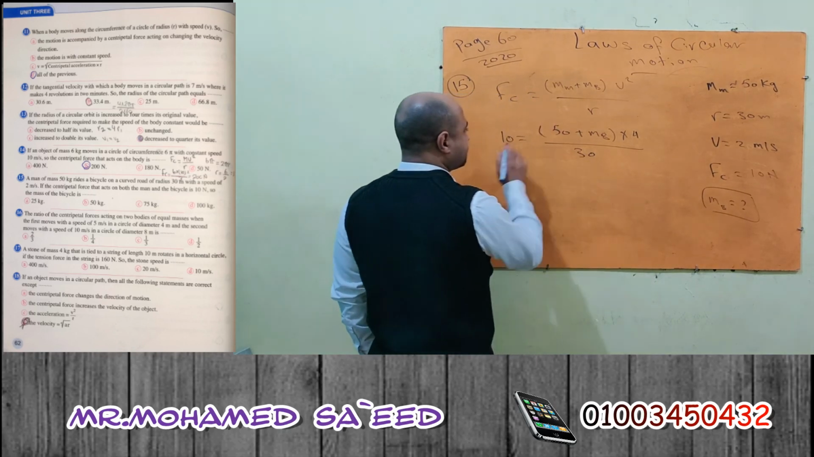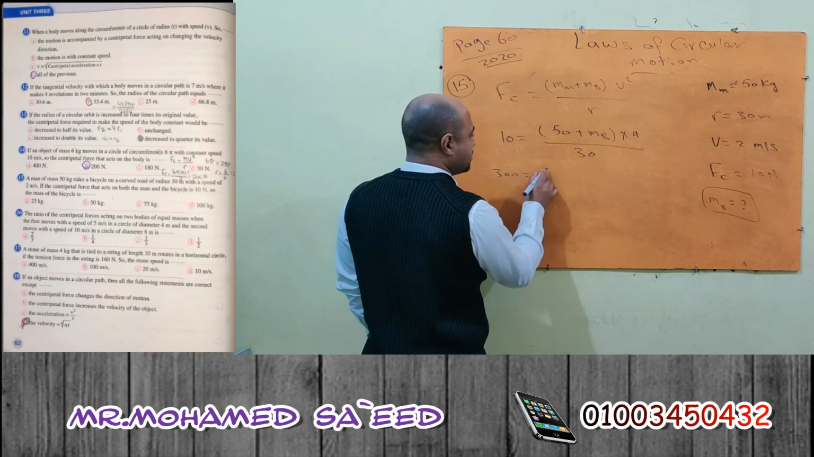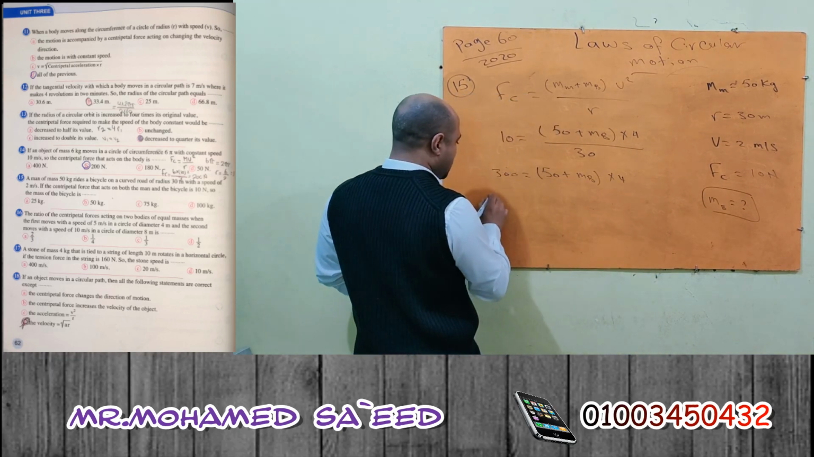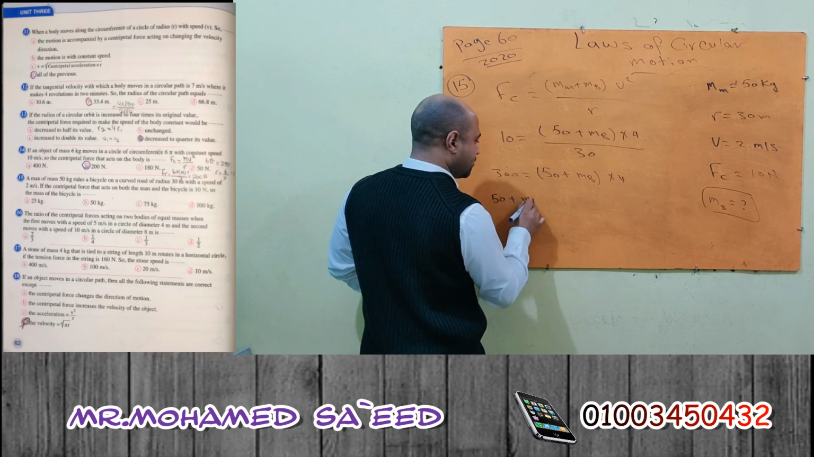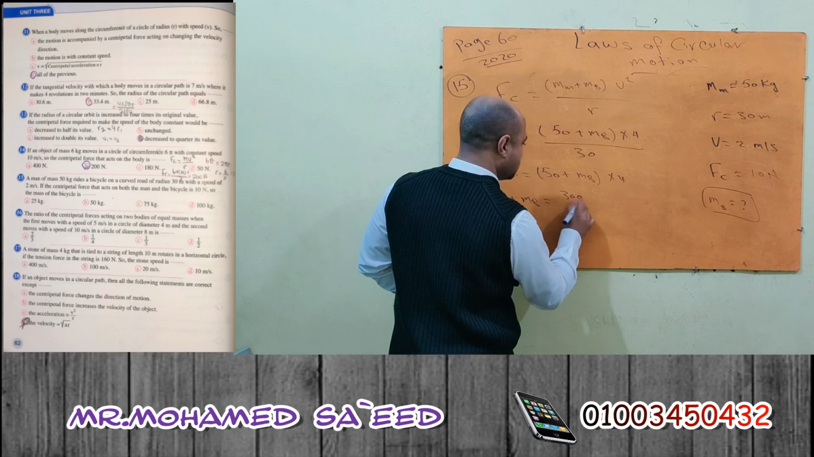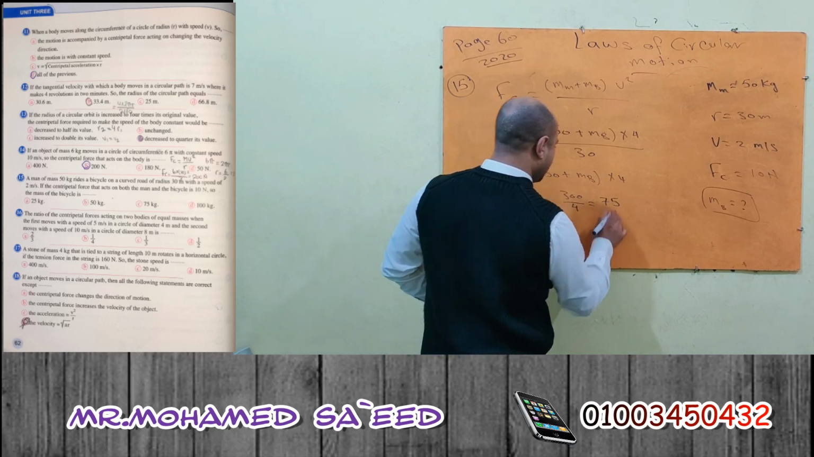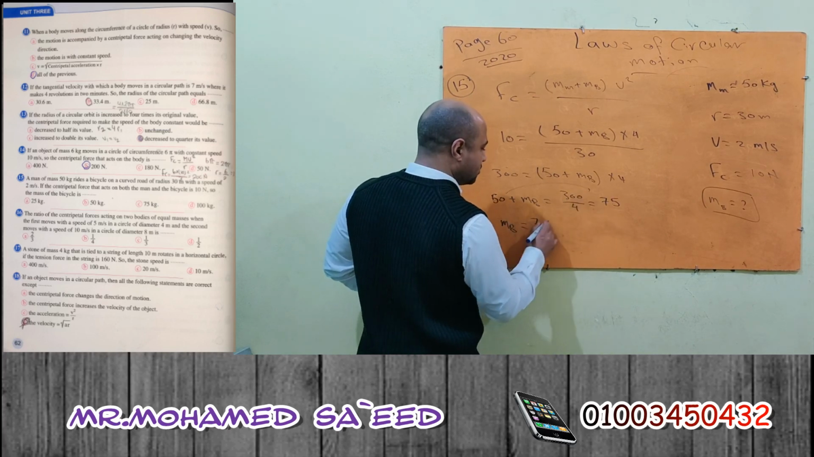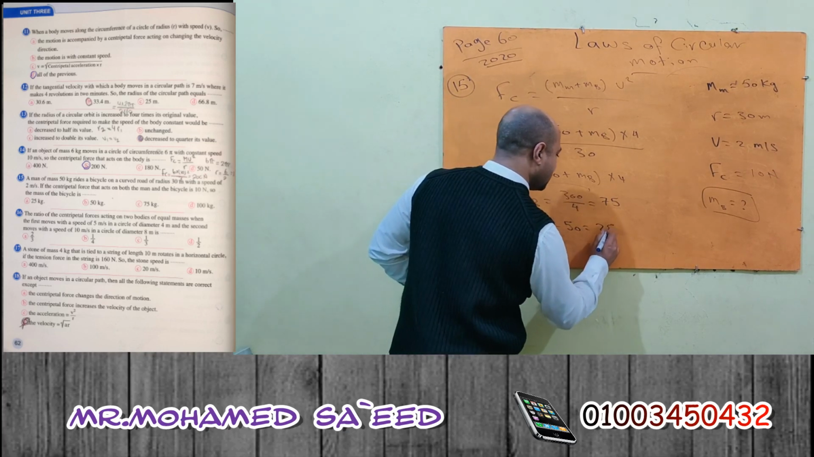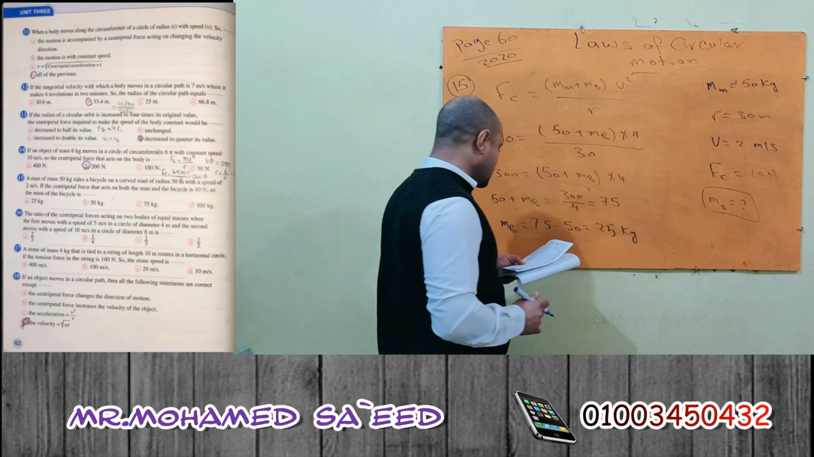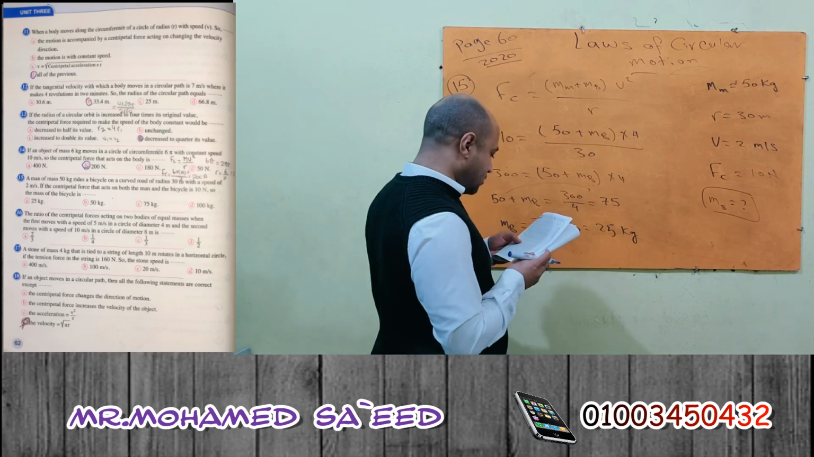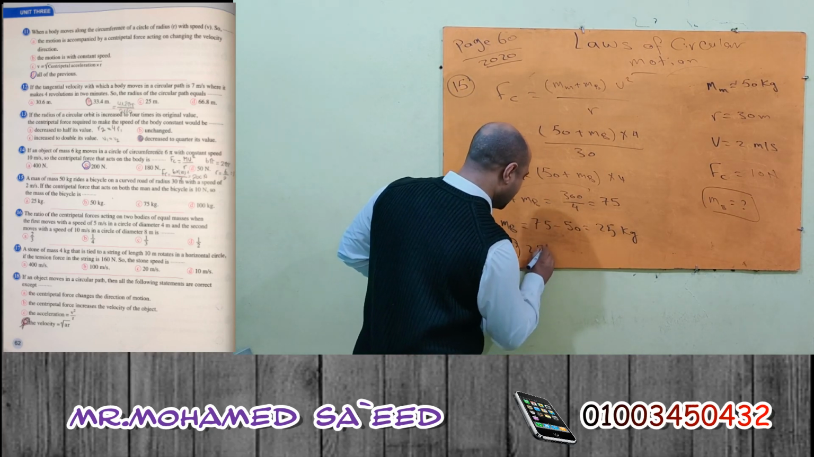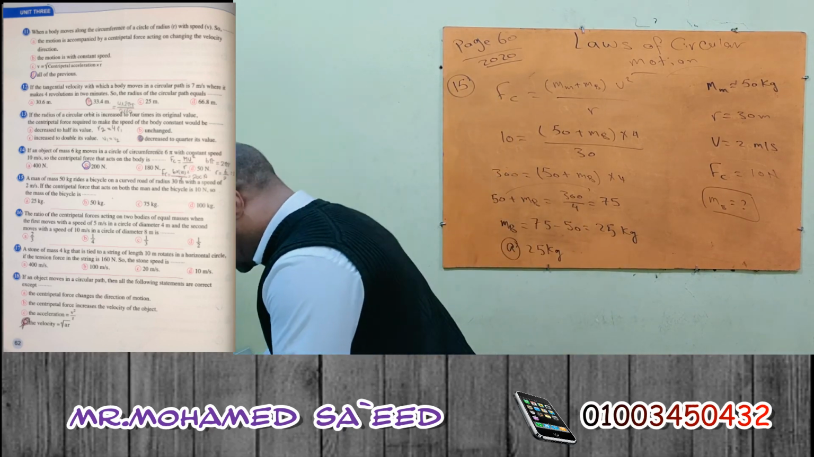So 30 times 10, 300, equals 50 plus the mass of the bicycle, times 4. So 50 plus the mass of the bicycle equals 300 over 4, equals 75. So the mass of the bicycle equals 75 minus 50 equals 25 kilograms. The mass of the bicycle is 25 kilograms. The true answer is A, 25 kilogram.